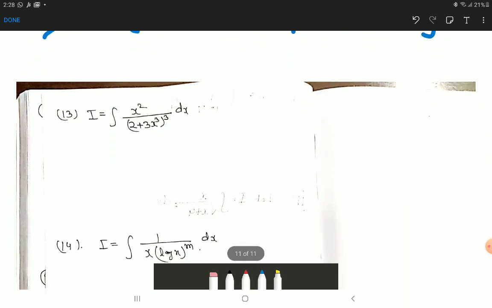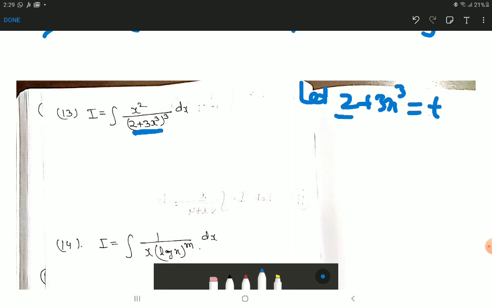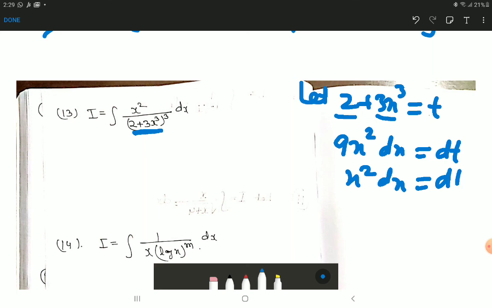Moving to question number 13th. Derivative of x cube is x square, and x cube is present in the denominator. So take 2 plus 3x cube as t. Differentiate it. Derivative of 2 is 0, 3x cube will be 9x square, dx is equal to dt. So x square dx is dt by 9.